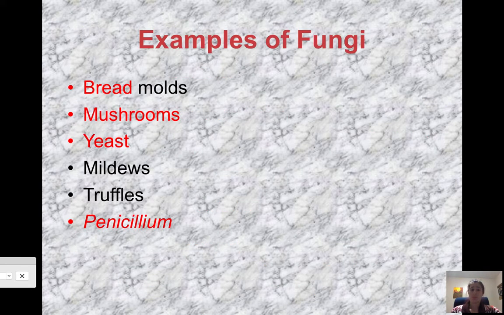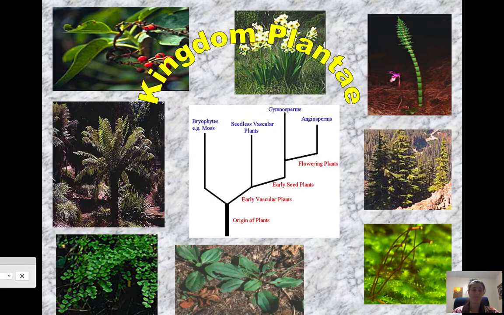Bread molds are an example of this. Mushrooms, yeast, mildews, truffles are a type of mushroom, really, really expensive one that you probably will never get a chance to eat unless you have thousands of bucks. Penicillin is also a fungi. It's what we use to help get rid of infections. Some people are really allergic to it, some people aren't, but when penicillin was found, it was a really great advance in our medicine.